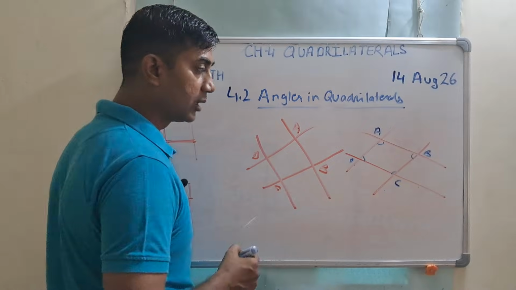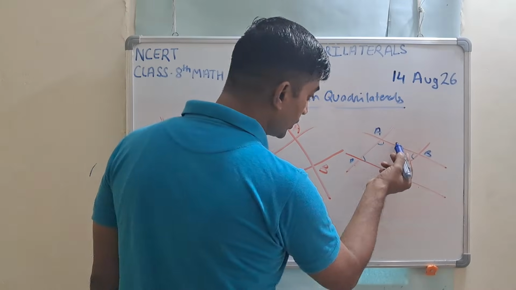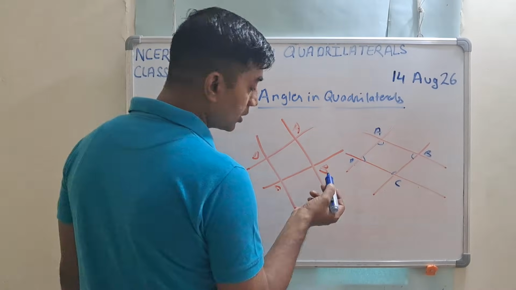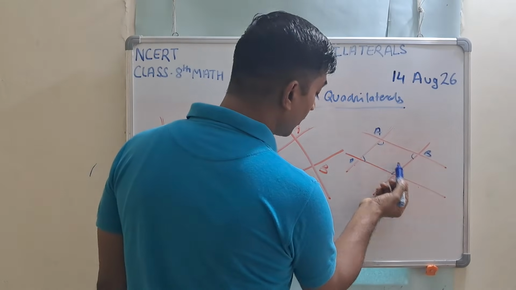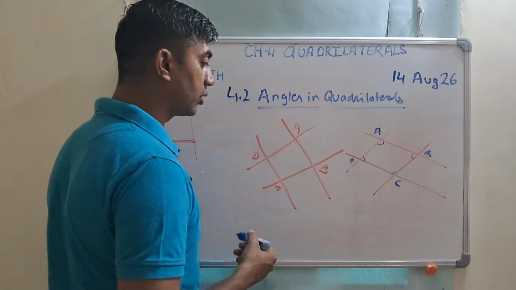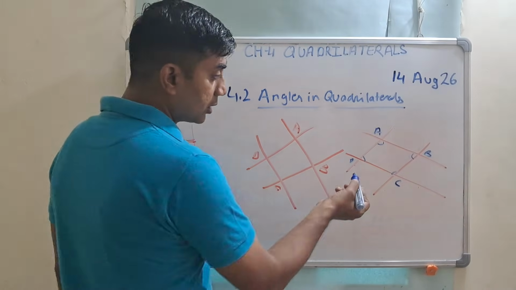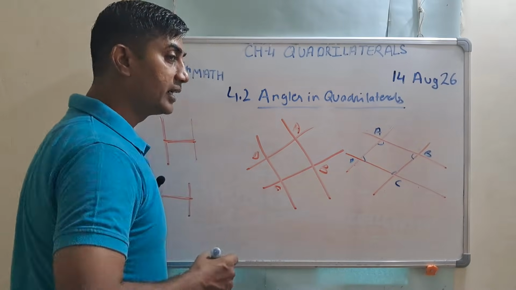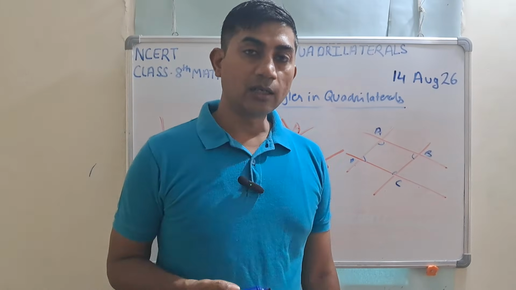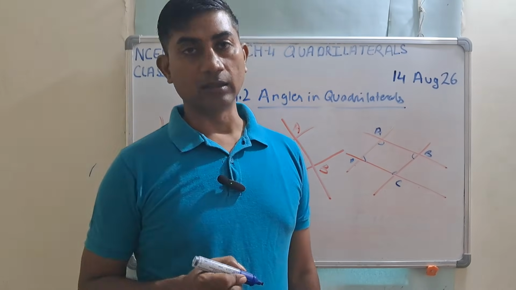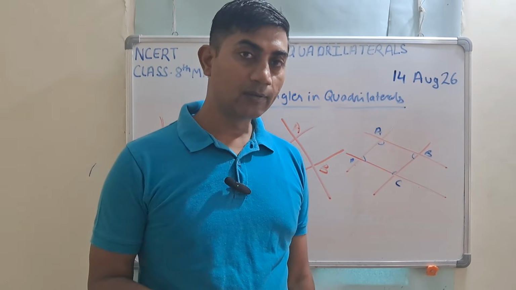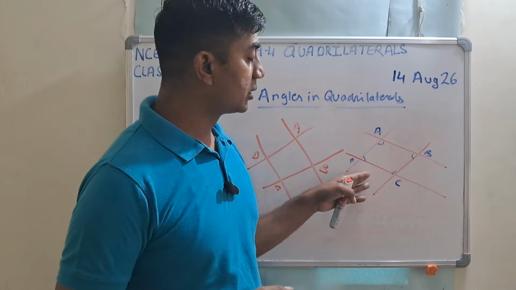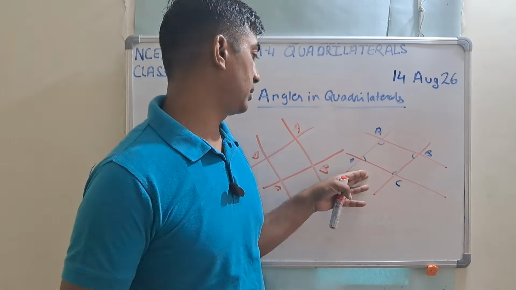But opposite sides are parallel, and whether all sides are equal or not, we will see, but definitely opposite sides are equal. Now we see that in a quadrilateral, opposite sides are equal and parallel. Does it mean it is a rectangle? No. It can be a rectangle or it may be a different figure.